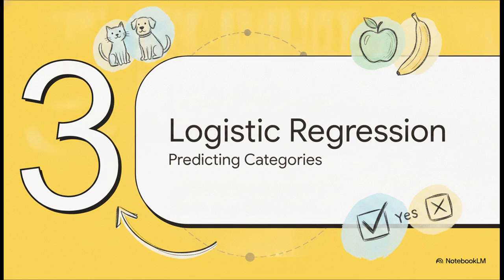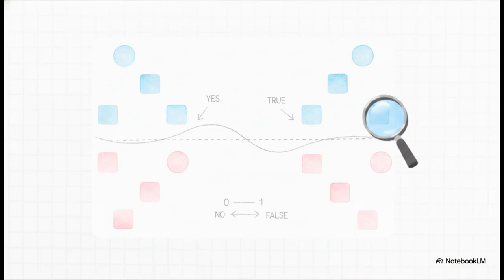Section 3. Logistic regression, predicting categories. So what happens when we don't want a number? What if we want a category? Well, logistic regression steps in. And fun fact, despite the name, it's actually a classification algorithm.